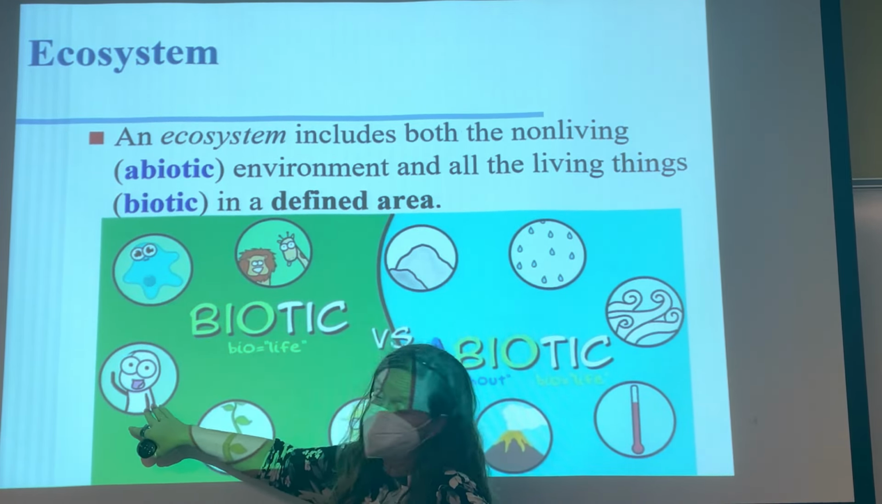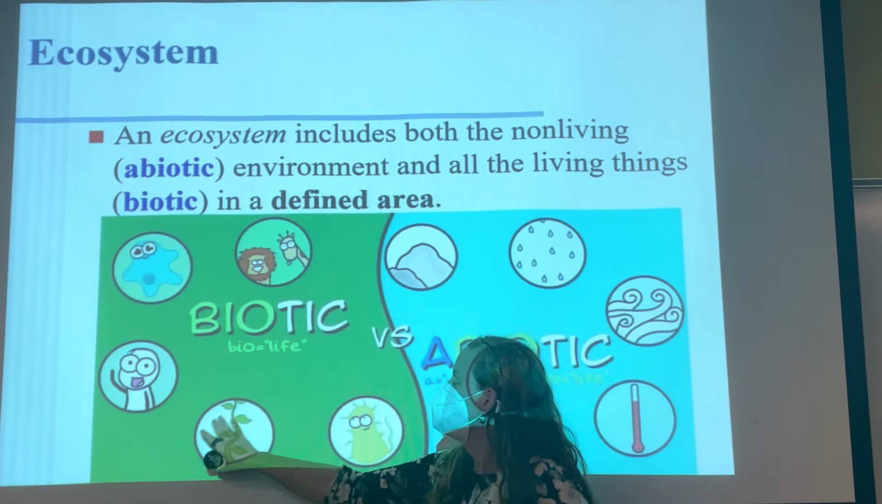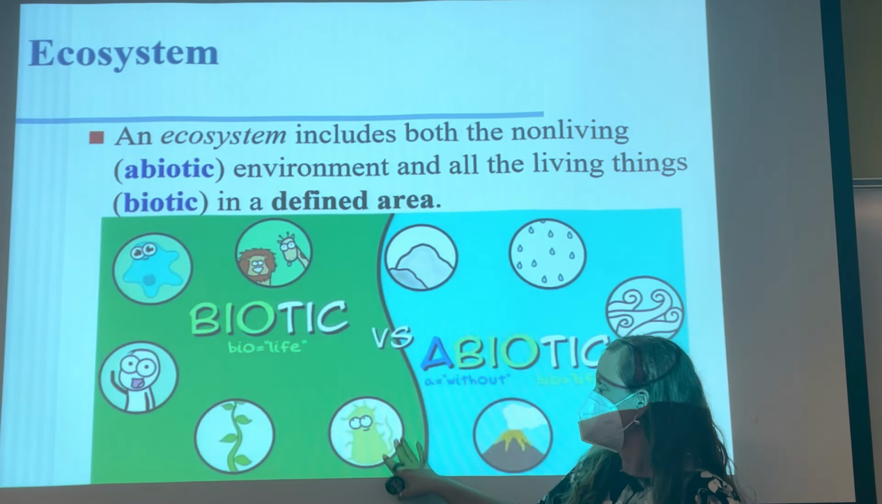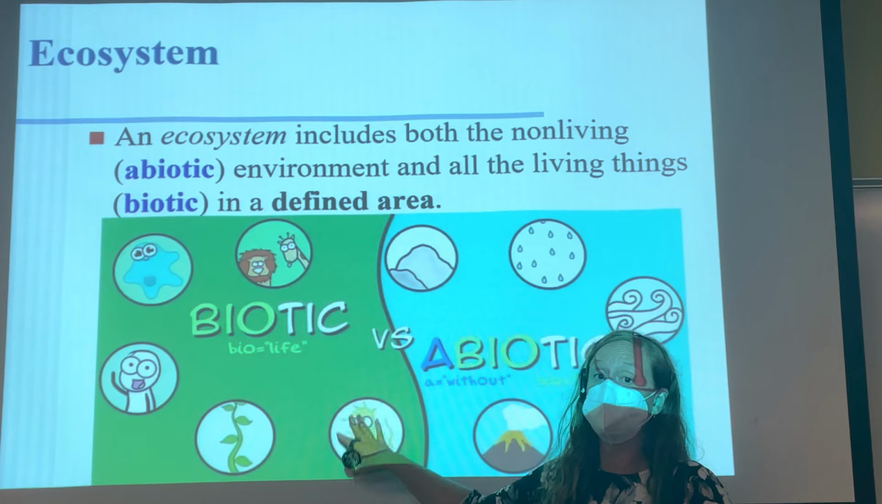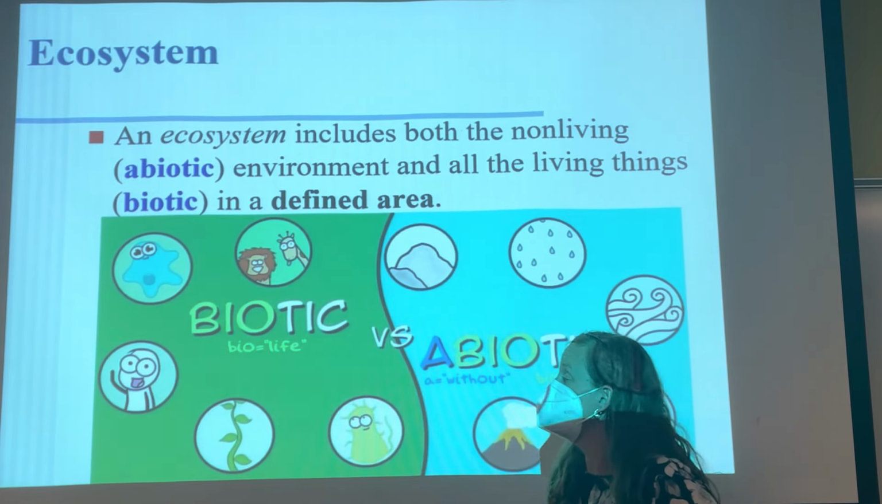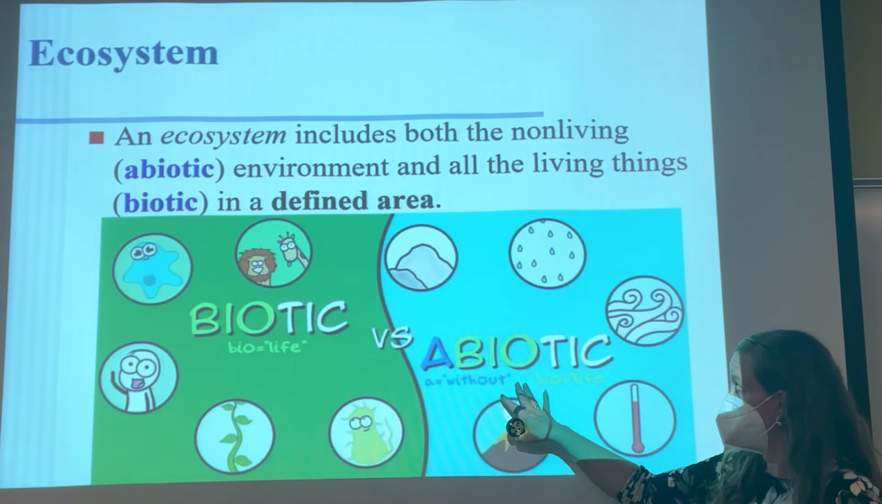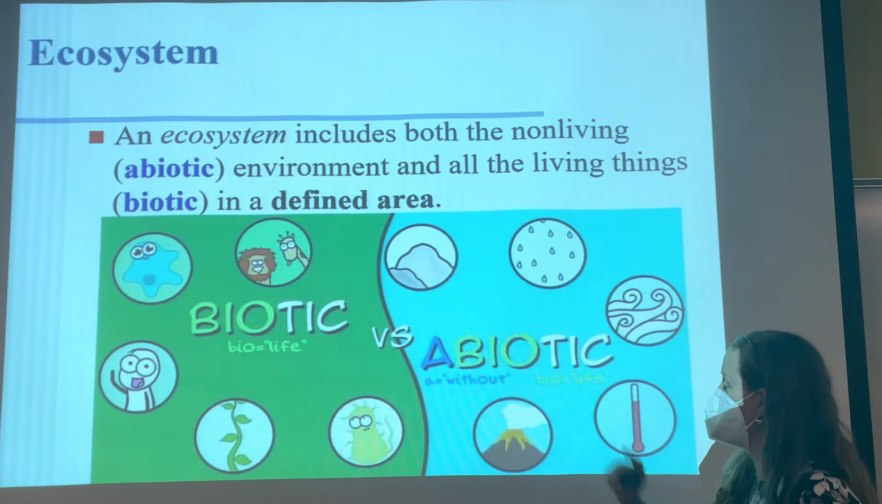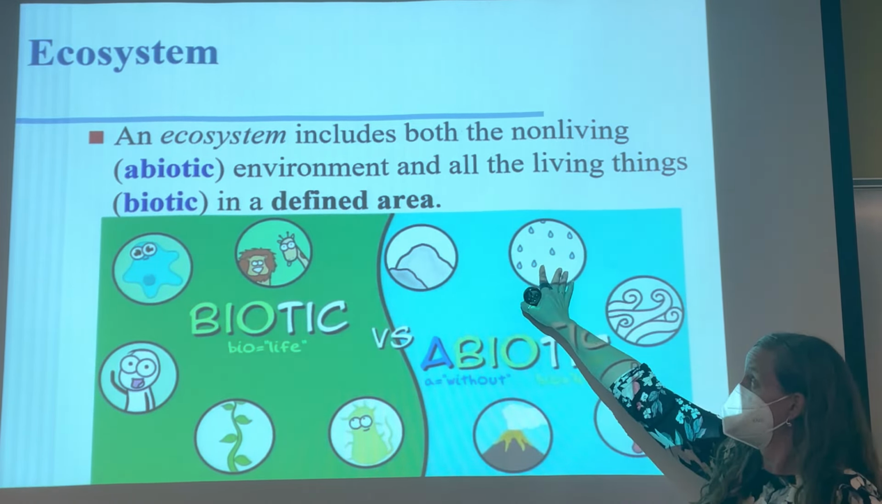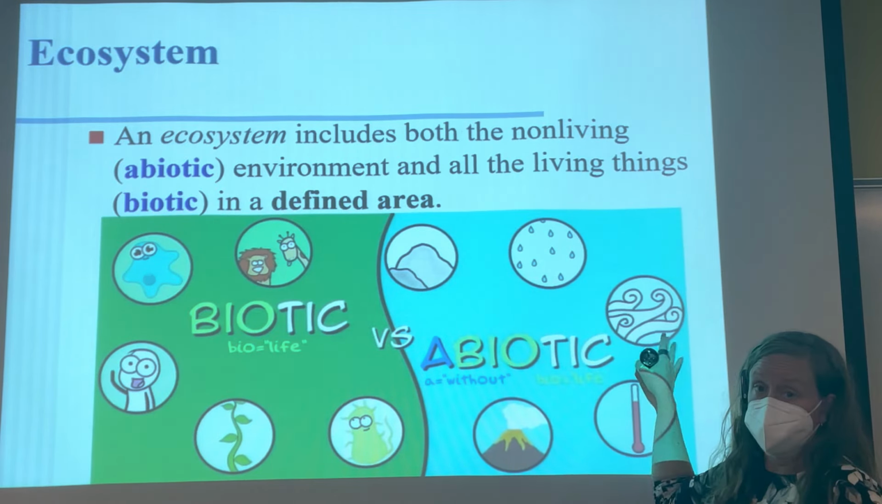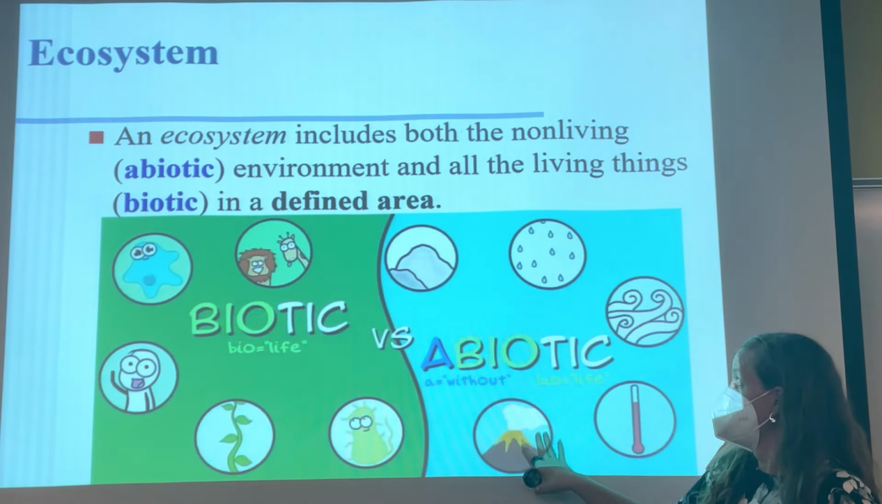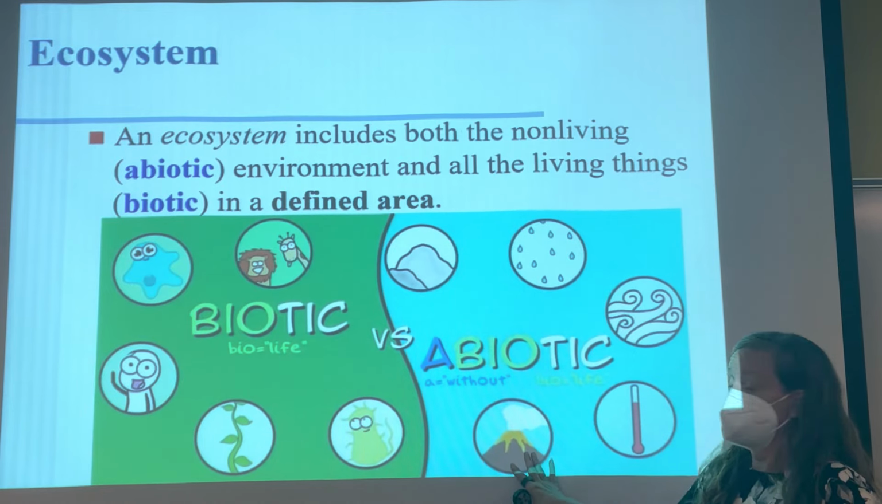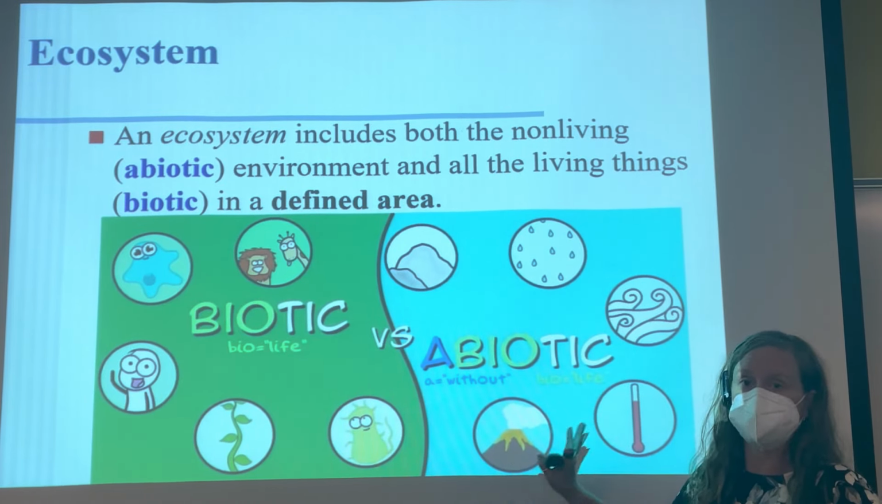So when we're looking at biotic factors, we're talking about animals like you and I, bacteria, humans like you and I, plants, as well as other unicellular or colonial living organisms. When we're looking at abiotic factors, meaning without life, we're talking about water, rocks, wind, temperature, and then other things like volcanoes, hurricanes.